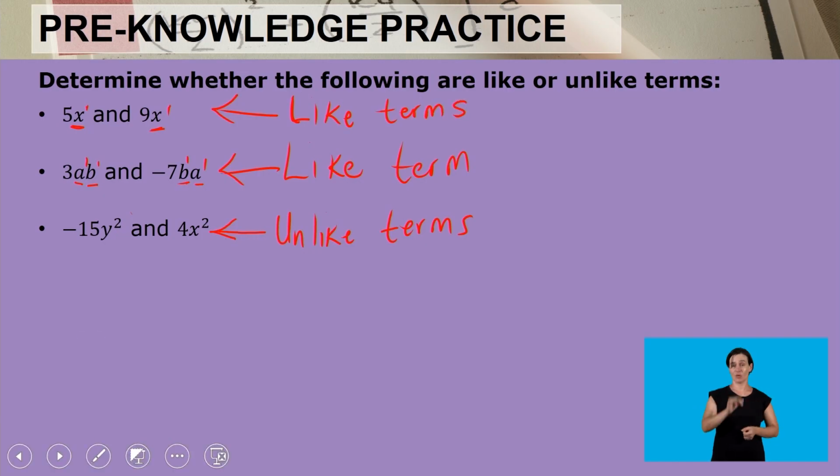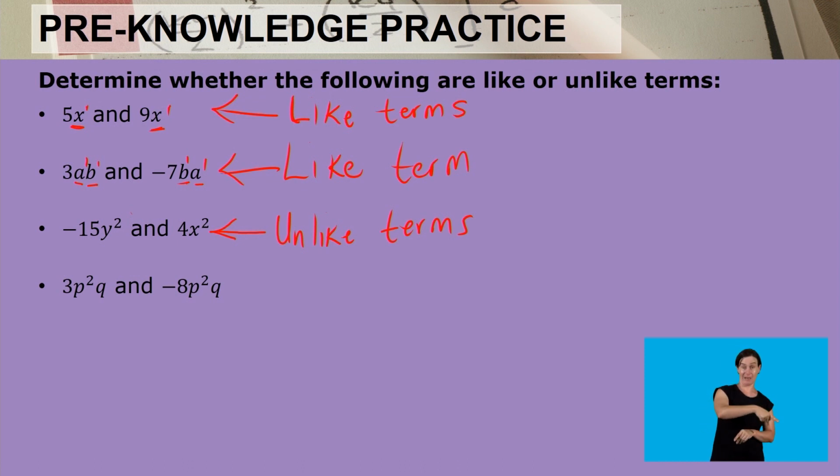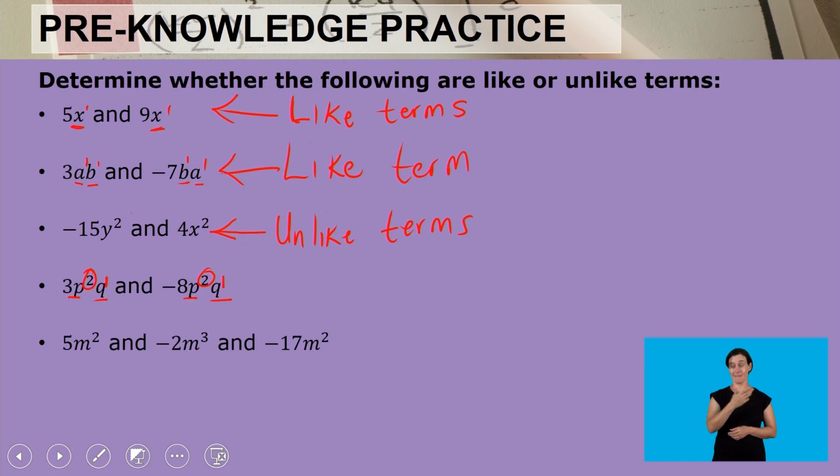Then we have the next one, which is 3p squared q and negative 8p squared q. Are they like terms? Of course they are like terms, because they have p and q as the variables that are the bases, and they also have exponent 2 for the p variable and exponent 1 for the q variable. Then we have 5m squared, minus 2m cubed, and 17m squared. Are they like terms? Well, these ones we said yes, they are like terms.